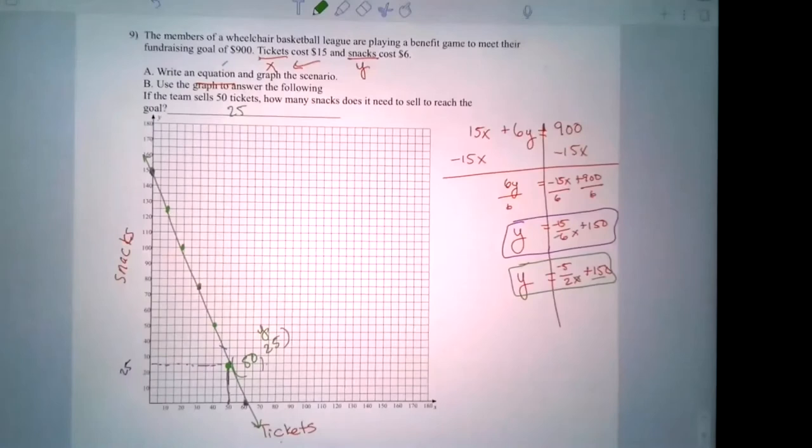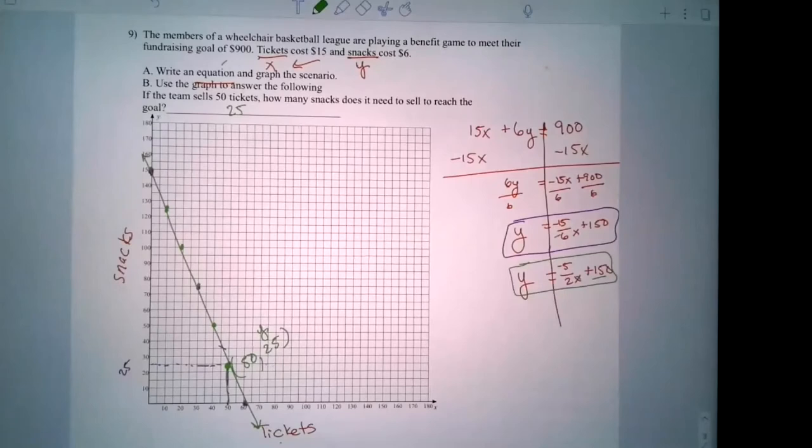Now, some of you didn't do it by the graph because you didn't do the graph, but you gave me the answer. I gave you credit for it, okay? So you just did the math in here and I gave you credit for it.